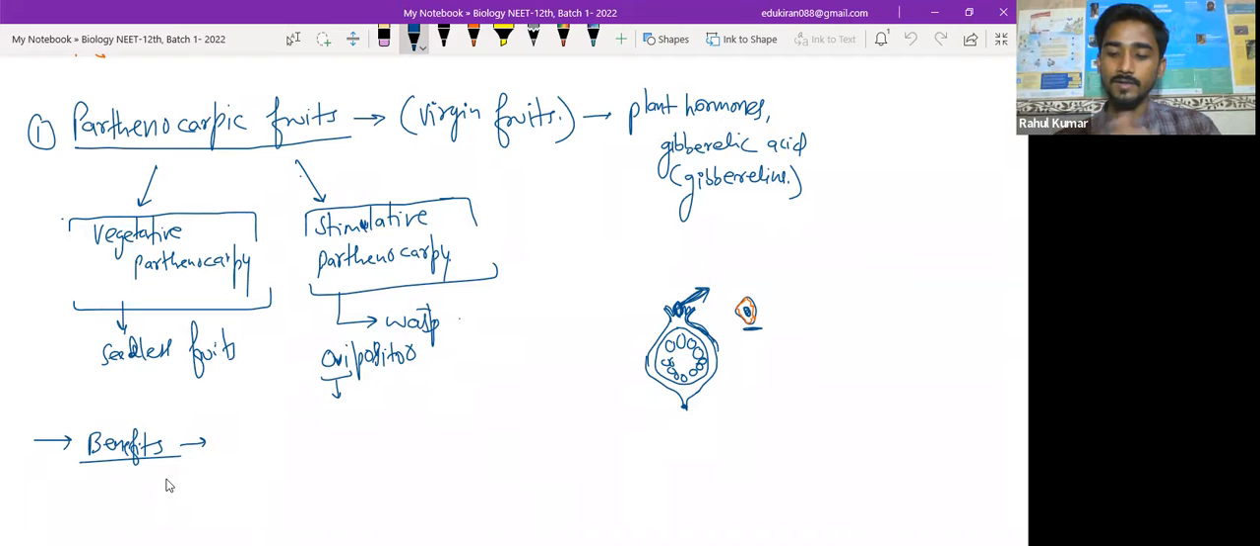So you can write down plant growth regulators or plant growth hormones are natural substances and are harmless. Plant growth hormones or plant growth regulators, whatever you want to call it, are natural substances and harmless. So overall, parthenocarpy is a good deal for us. Okay, it's a win-win situation.